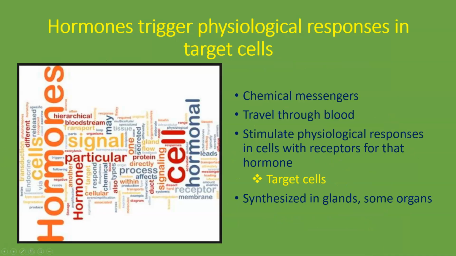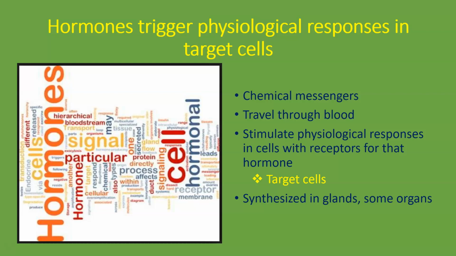All right, so as I mentioned, hormones are chemical messengers. They travel through the blood, and when they find cells that are called target cells that possess a receptor specific for that hormone, a cell is going to be stimulated to change or to respond in some way once the hormone finds its specific receptor.